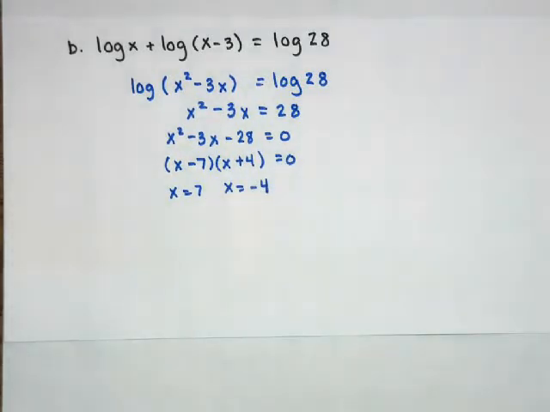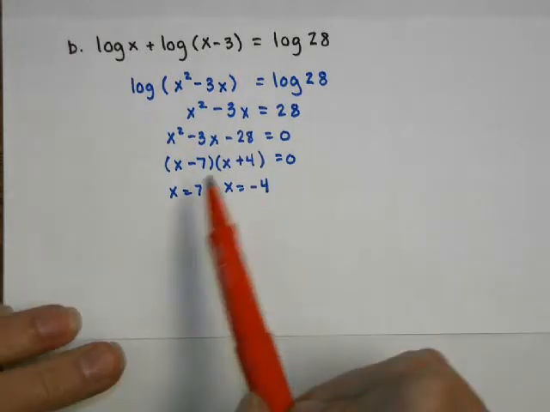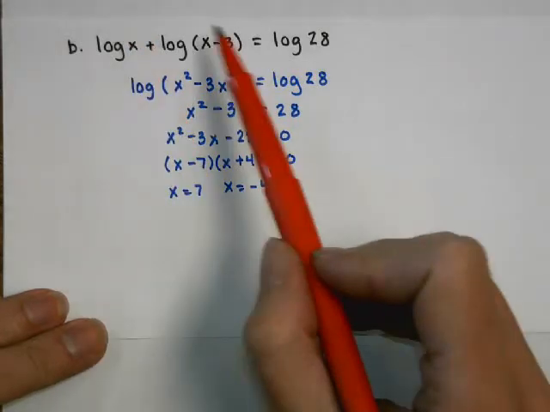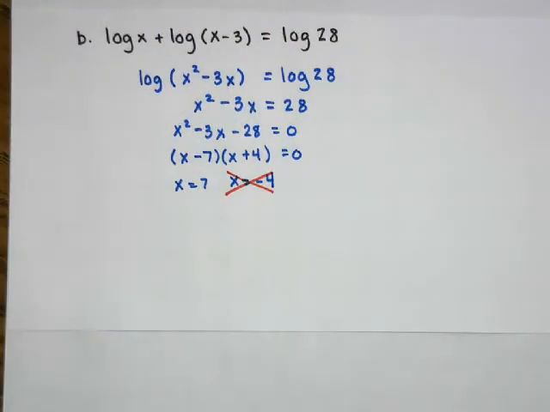The original equation, however, contained logarithms, and we cannot take the log of a negative value. So if I plugged this negative 4 back in, we'd have a log of a negative. So even though numerically we got it as an answer, it doesn't answer the problem that we have. So 7 is our solution.